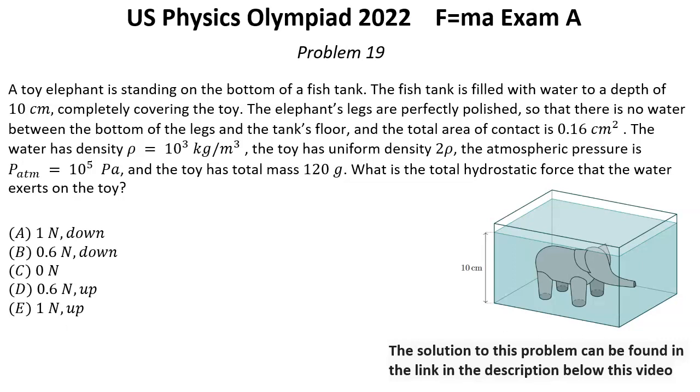The toy has uniform density 2 rho. The atmospheric pressure is 10^5 Pascal, and the toy has a total mass of 120 grams. What is the total hydrostatic force that the water exerts on the toy?